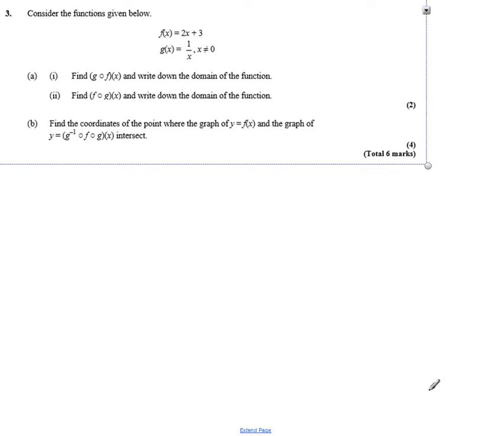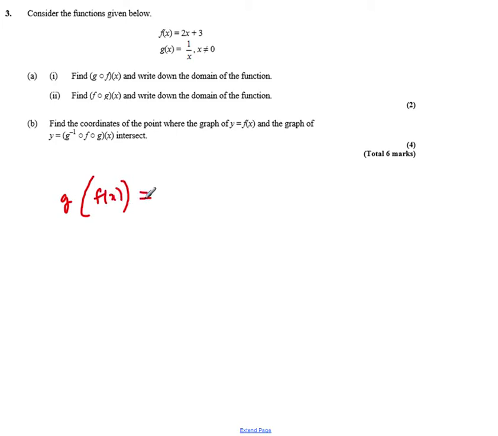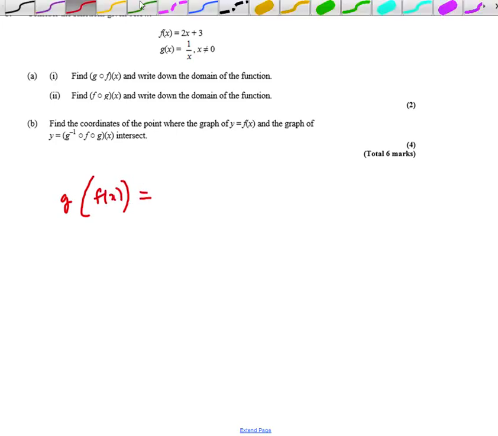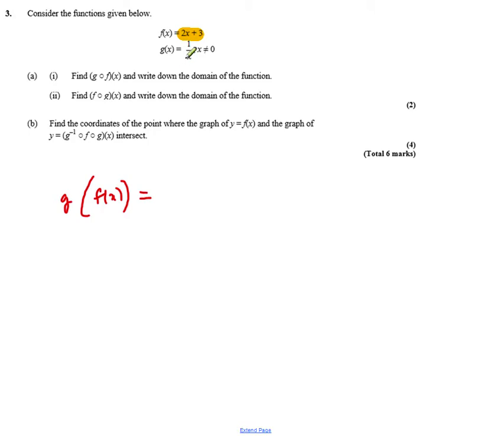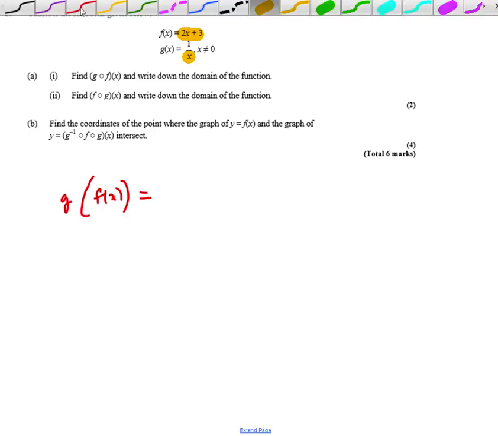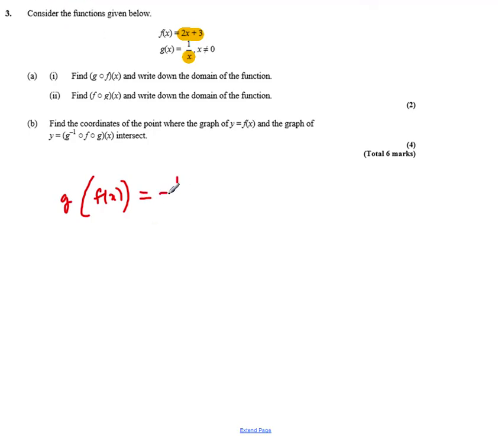Consider the functions below. I'm just going to close down my inbox. Find g of f of x. So for part 1, I'm going to write that as g of f of x because I find that easier to think with. And what we need to do over here is we need to put f of x into g. So we get 1 over 2x plus 3. And write down the domain of the function.